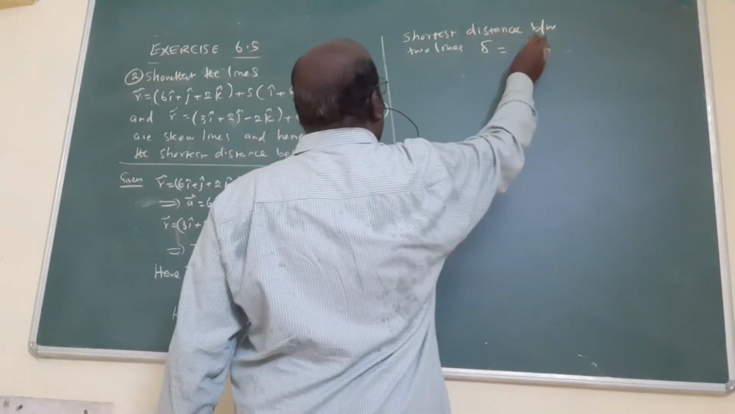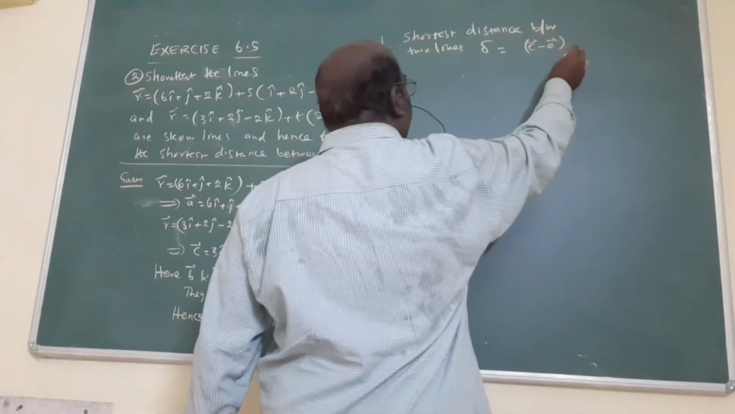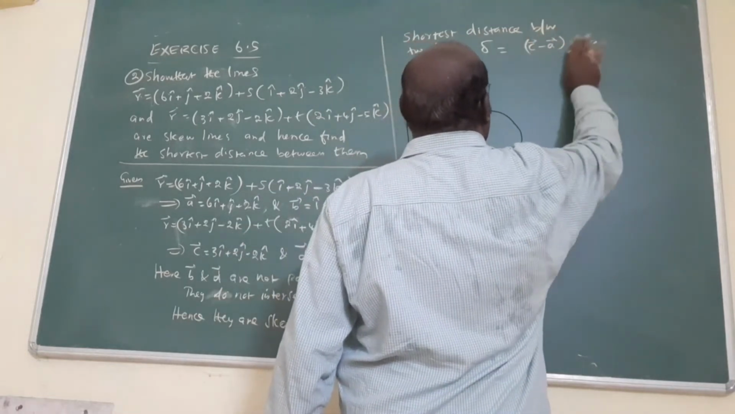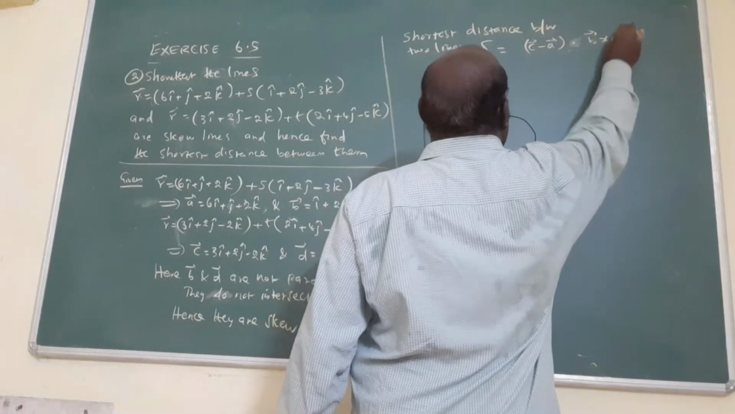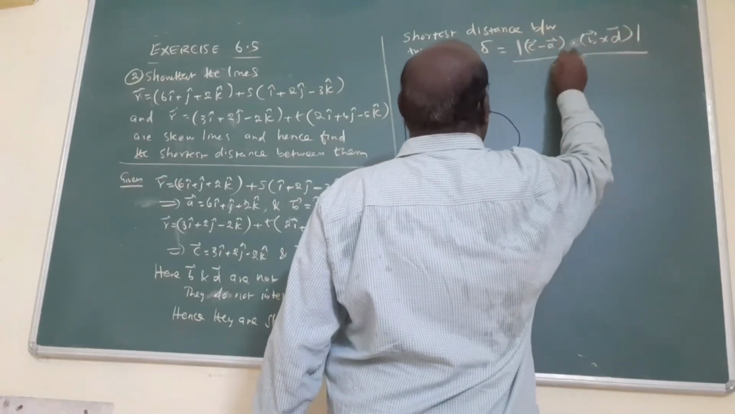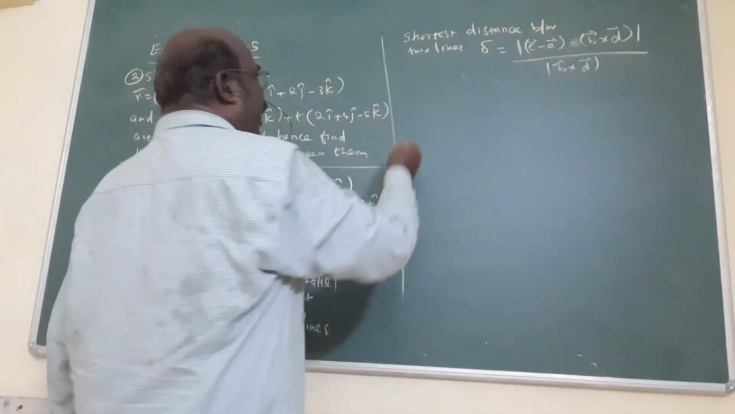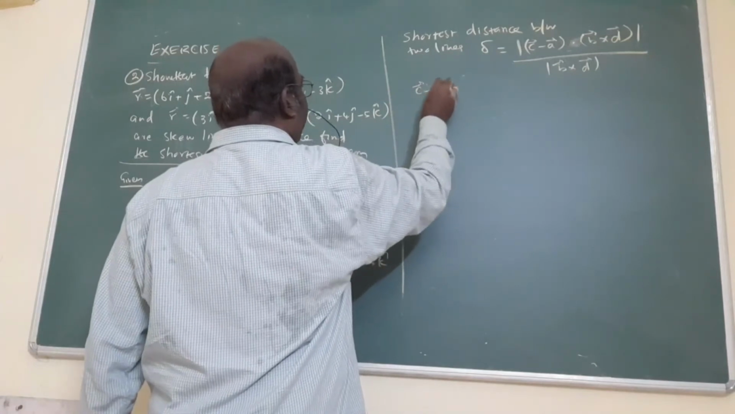What is the formula? Delta equals modulus of (C vector minus A vector) dot (B cross D), divided by modulus of B cross D. This is the formula. Write the formula clearly. First find C vector minus A vector.